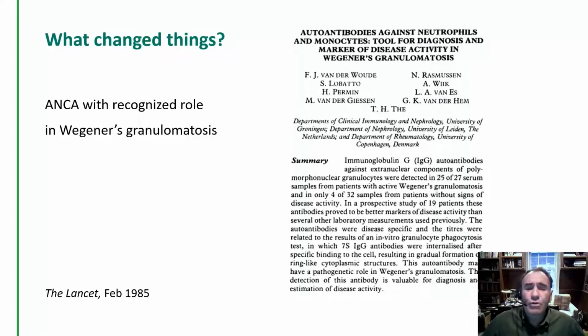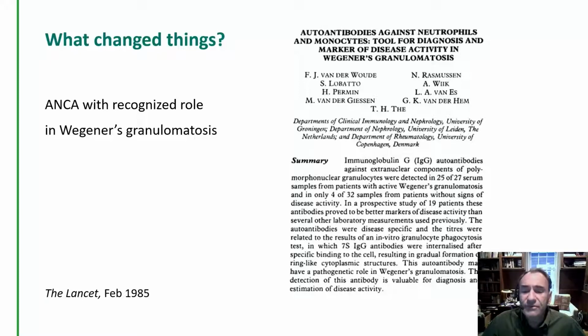So how do we get closer to where we are today? What changed things? And what really did change things was the fact that it became recognized that the ANCA, the anti-neutrophil cytoplasmic antibody, had a recognized role initially in Wegener's granulomatosis. This is a very important paper published in The Lancet in February 1985. It looked at patients who had Wegener's granulomatosis. It had been noticed that this antibody against extranuclear components of polymorphonuclear granulocytes or neutrophils was detected in 25 of 27 patients, in the serum of patients who had active Wegener's.